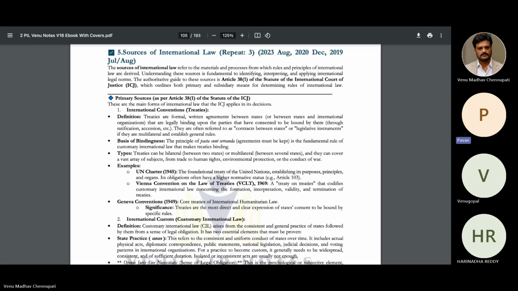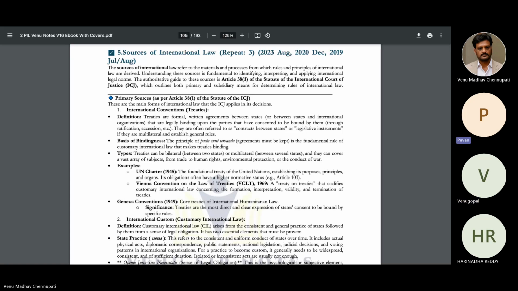The basis of bindingness. The principle of pacta sunt servanda, agreements must be kept, is the fundamental rule of customary international law that makes treaties binding. Types. Treaties can be bilateral, between two states, or multilateral, between several states, and they can cover a vast array of subjects from trade to human rights, environmental protection, or the conduct of war. Examples are G5 treaties, BRICS nation treaties, etc.